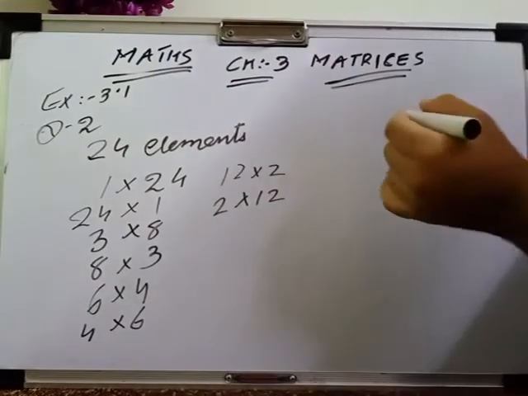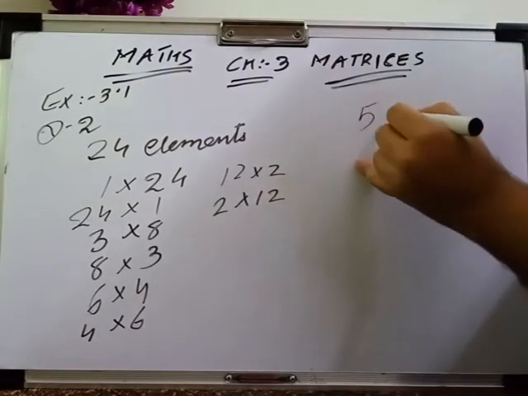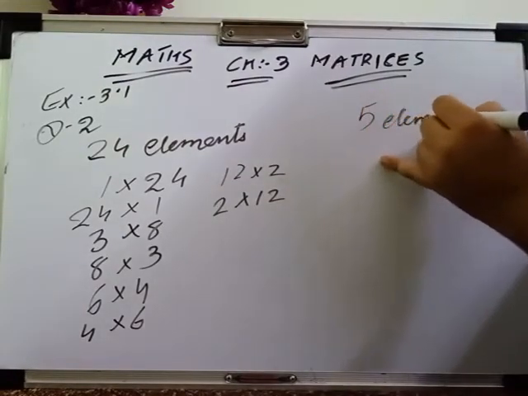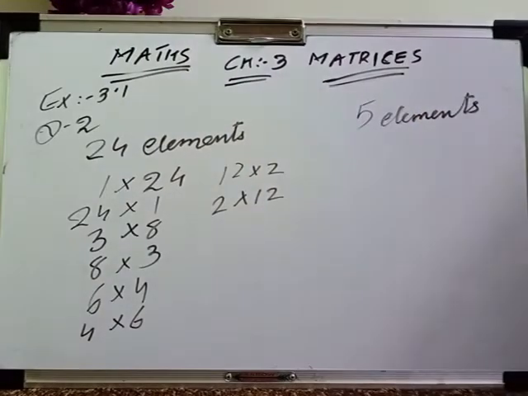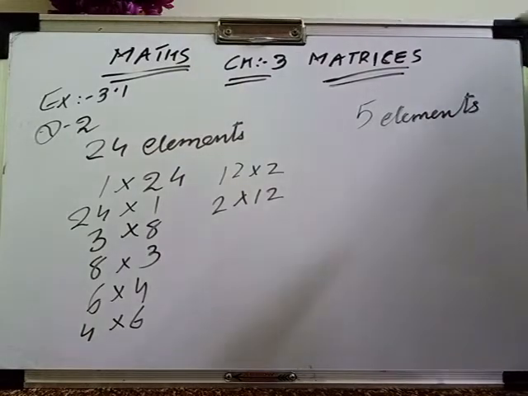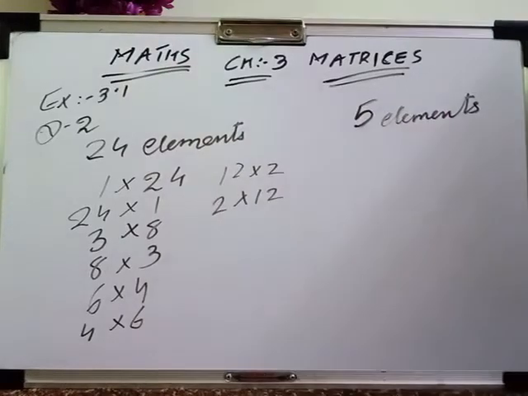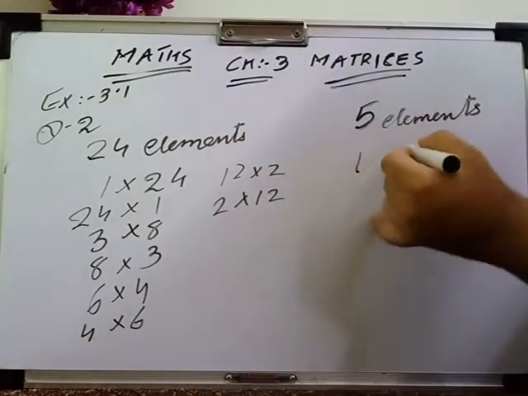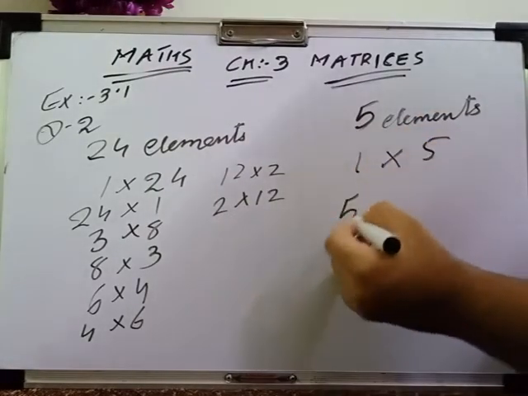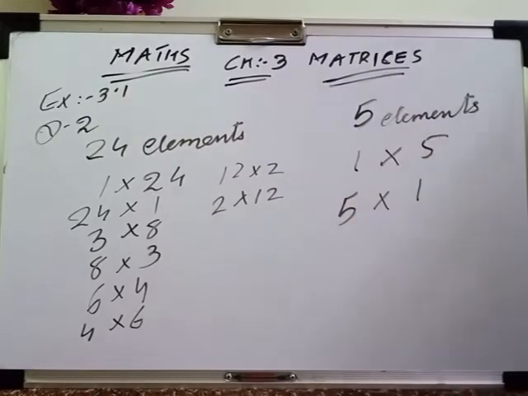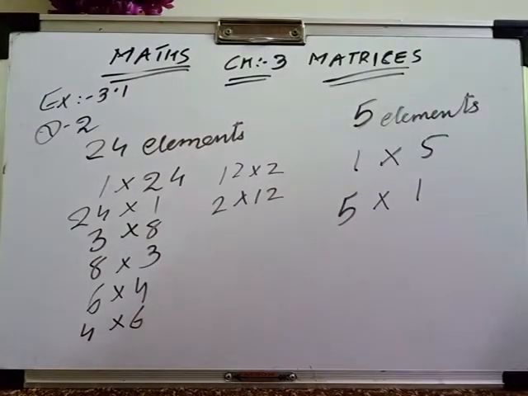In the same question we are asked to have 5 elements in a matrix. So as you can see, 5 is prime, so factorization is not possible. So only 2 cases are possible, that is, one is a row matrix and one is a column matrix, 1 cross 5 and 5 cross 1, right?